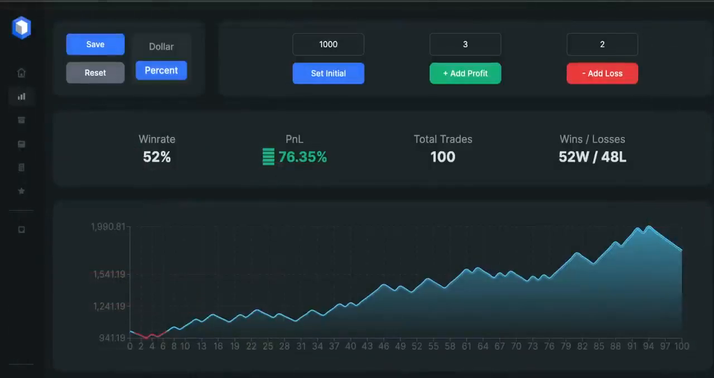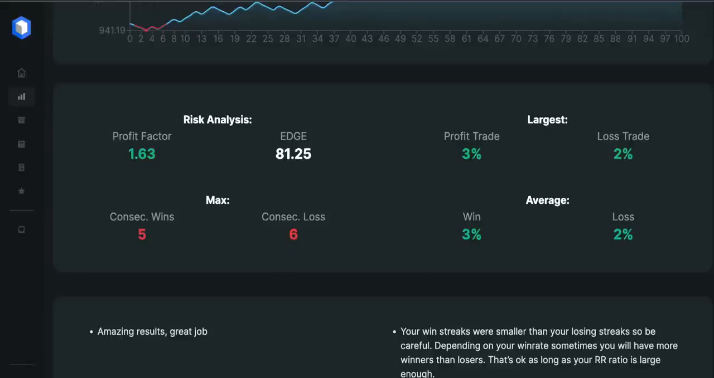Okay, so the backtesting is finished and the win rate for the strategy is 52%, and we increased our account size by 76.35%. Obviously these numbers aren't anywhere near the numbers promised in the video, but the strategy is definitely making money. The profit factor for the strategy is 1.63 and we had 5 consecutive wins against 6 consecutive losses.